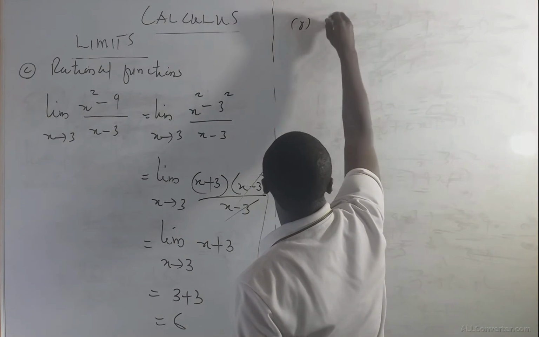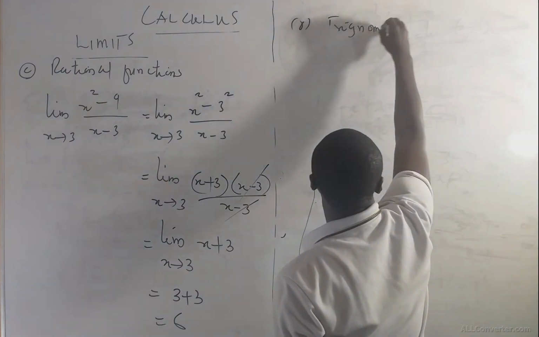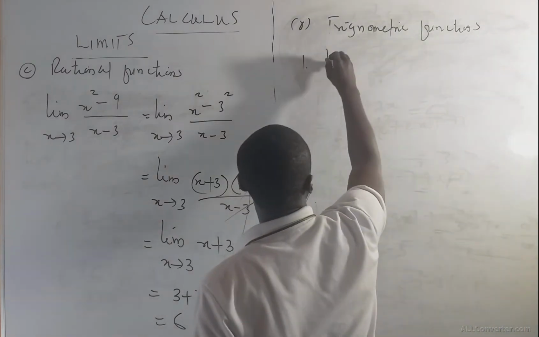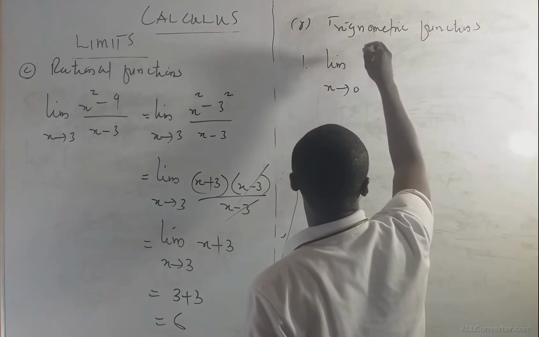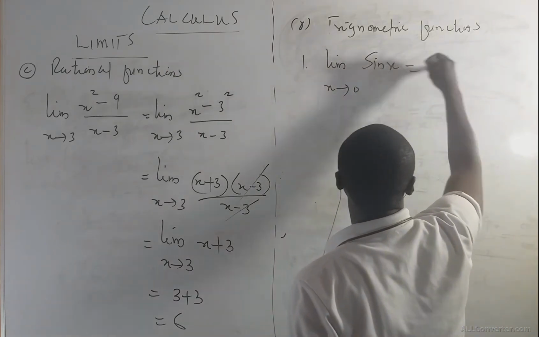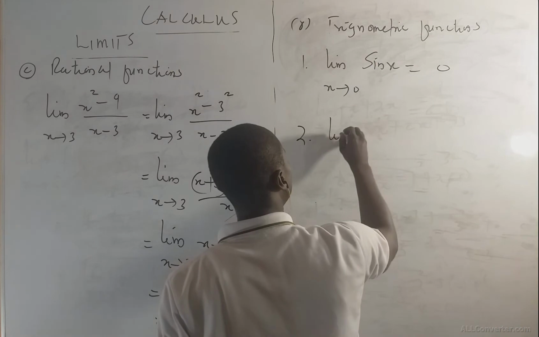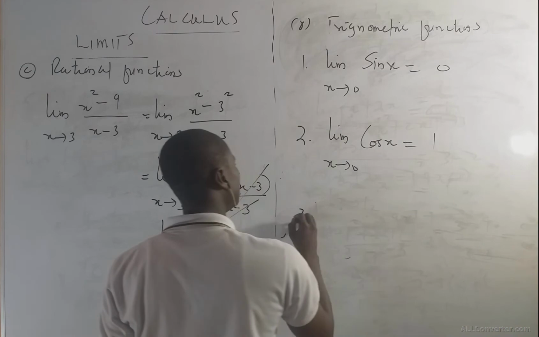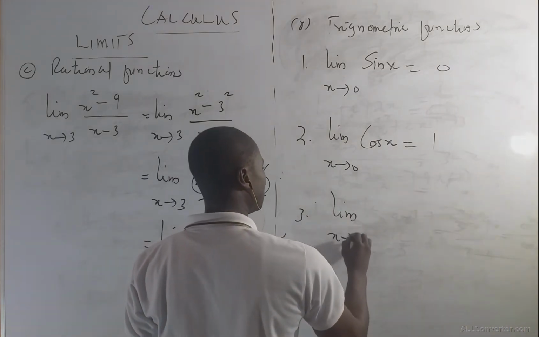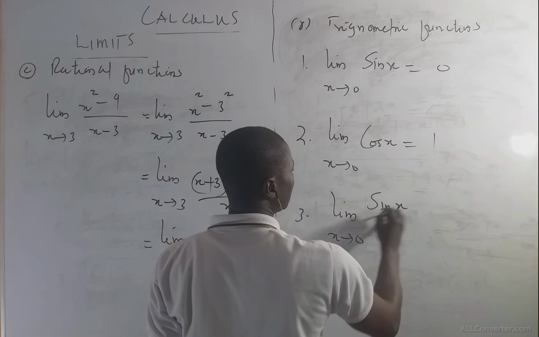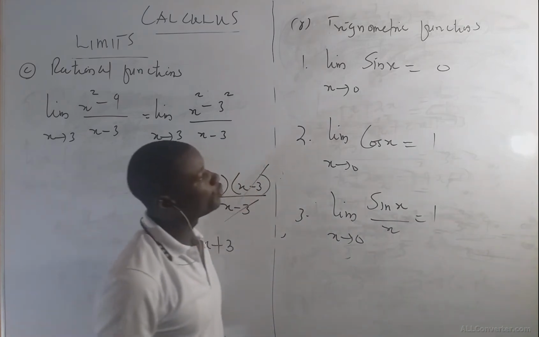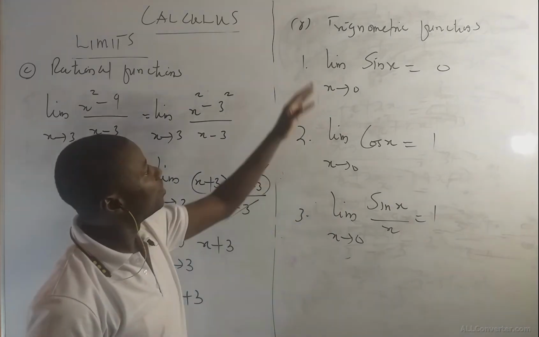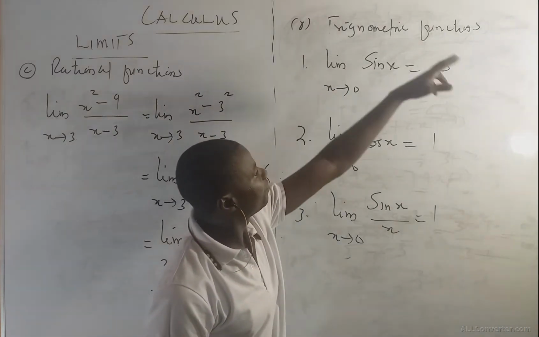So we will look at some trigonometric functions. And take note of this. If you have the limit as x approaches 0 of sine x, the answer is 0. And if you have the limit as x approaches 0 of cos x, the answer is 1. If you have the limit as x approaches 0 of sine x over x, this is equal to 1. Later, I will prove all these things. But for the sake of calculus, we are only looking at the introduction. So these are simple trig functions you need to know.